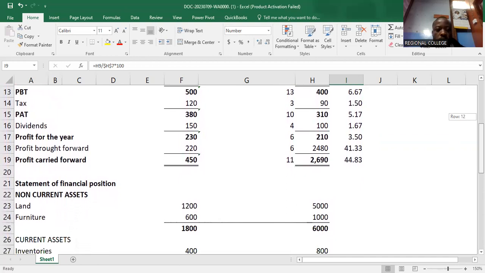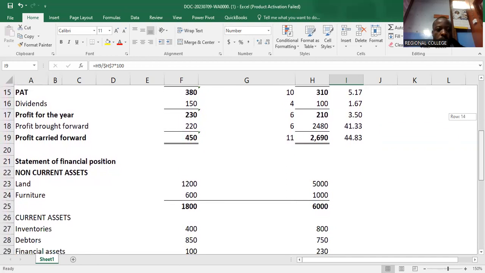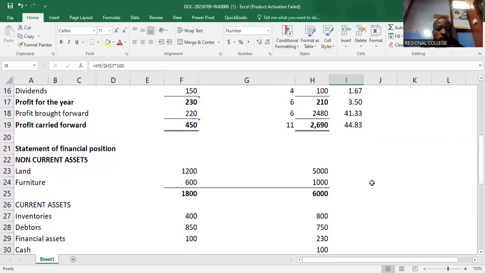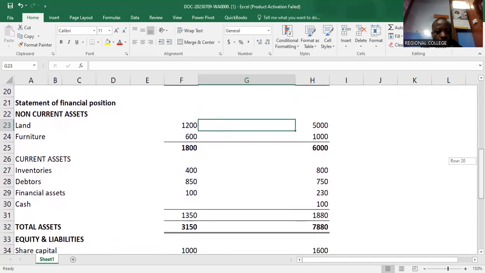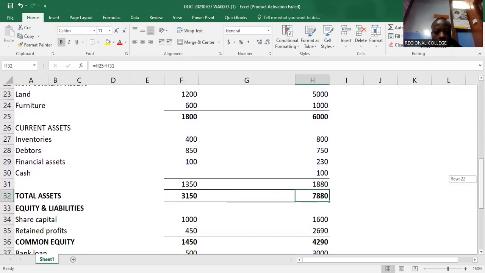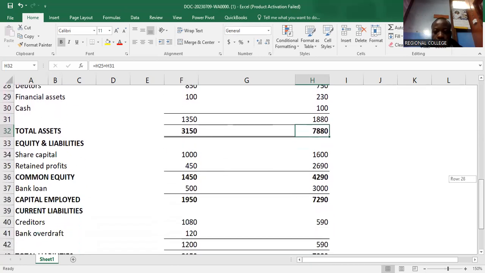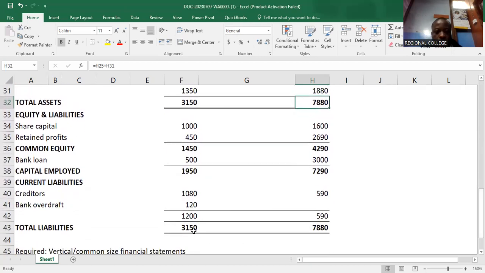Then you can also do it for the balance sheet. So these are the items. In the balance sheet, the assets will be expressed as a percentage of the total assets. So you have to confirm if you have the total assets for the 2 periods. Yes, you have here, and I have here. And now again, the liabilities will be expressed as a percentage of the total liabilities, which you have here. At the same time, you have here.